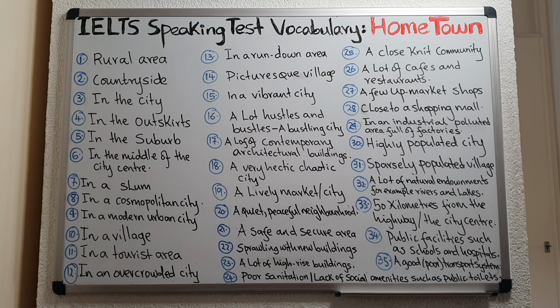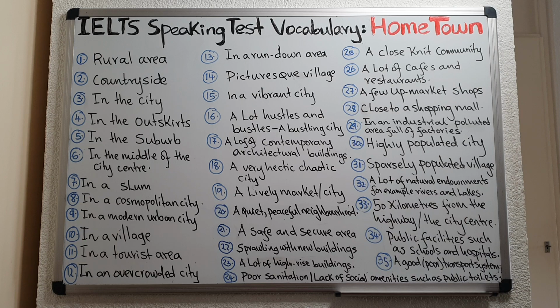And in this sort of area, you would find that there is very poor sanitation. For example, there is no running water, there are no toilets, people live very close to each other, it's very overcrowded, okay? Now, number 8 is a cosmopolitan city. Cosmopolitan city.